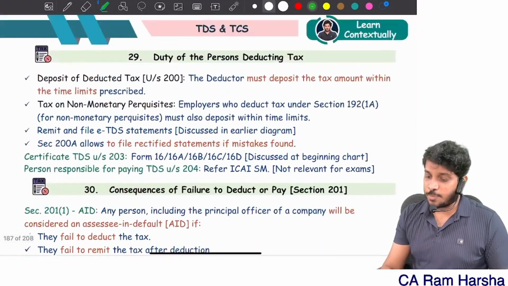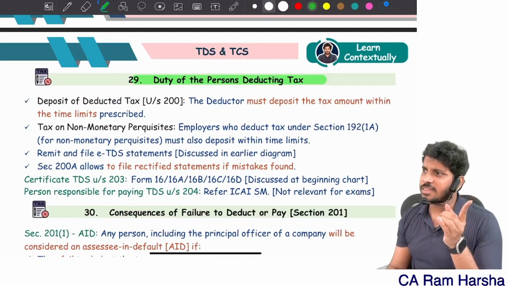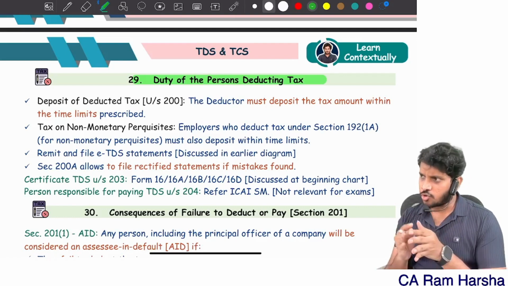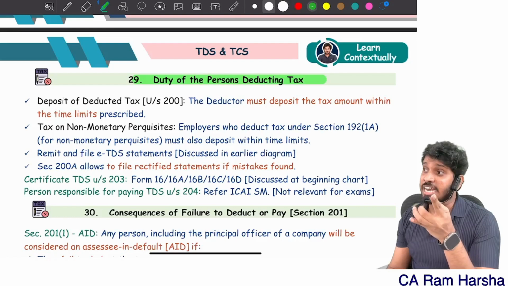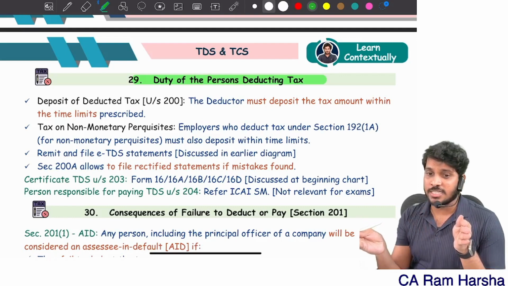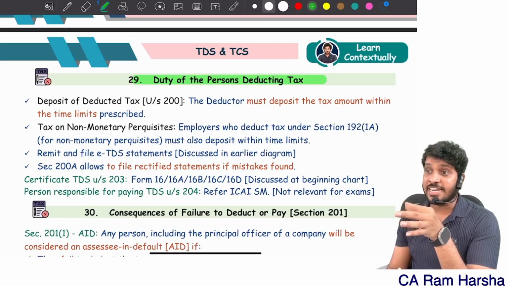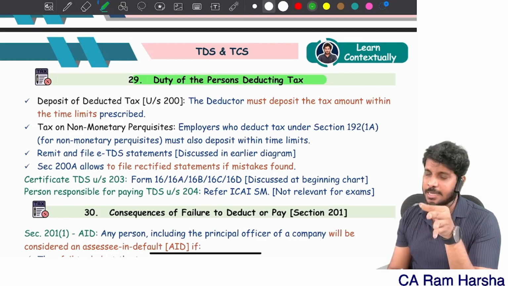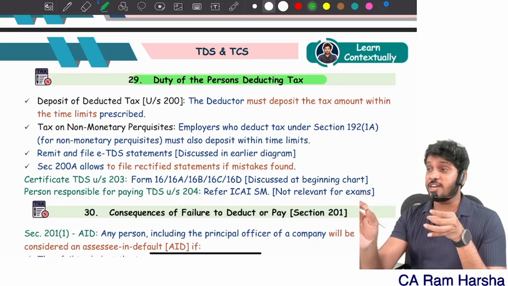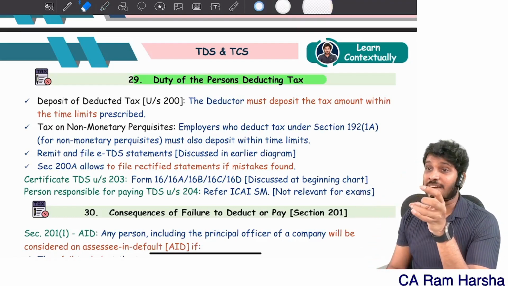Then what is the responsibility of the person deducting the tax? Simple. Whatever tax you deducted, by the 7th day of the next month you should pay it. For March month, by 30th of the next month you should pay. Not only paying the challan, you should also file the ETDS statement. You should file quarterly statements. Quarterly statements means what? Q1, 30th June quarter ending, by 31st July you should file the ETDS statement. Q2, 30th September quarter ending, by 31st October you should file the return. Q3, by 31st January you should file the return. Q4, 2 months time limit, by 31st May you should file the TDS return.